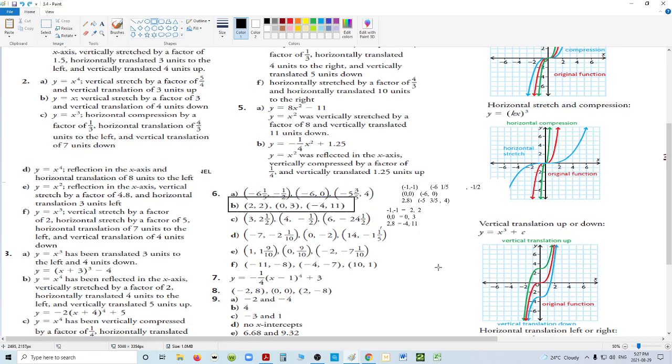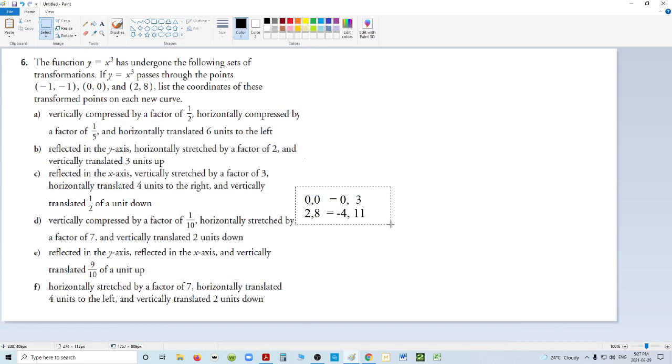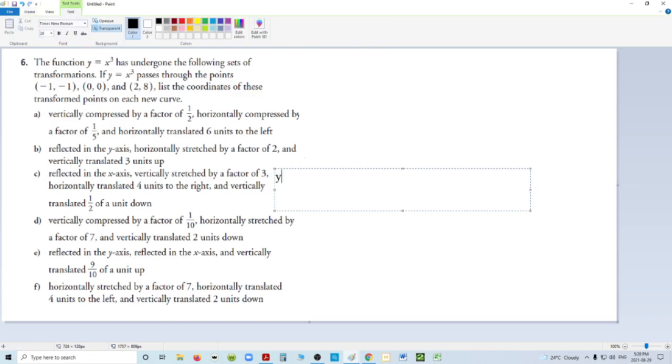Okay. So because they've already described the horizontal stretch properly, you don't have to do the whole opposite thing. It's only when you see it in equation that you have to do it in opposite. Once they write it in words, they've done the opposite already. So then here at C, reflected in the x-axis, so that means my y values are multiplied by -1.